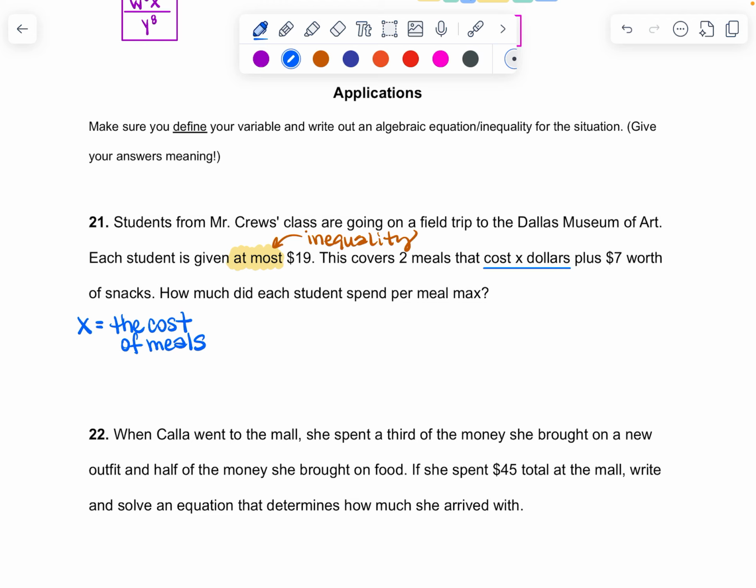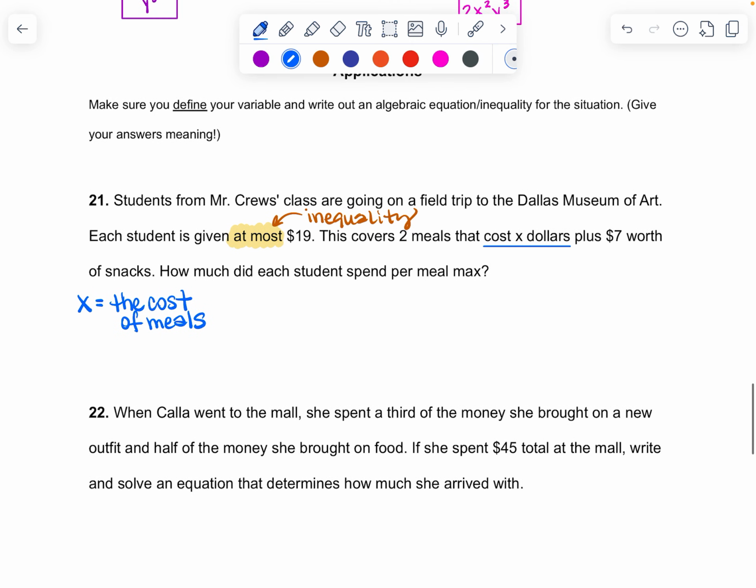Now, I'm well aware that these are some pretty small numbers, and some of you guys can just logically figure out this answer in your head, but you have to write the algebra inequality and solve it, right? Even if you can do it in your head, you have to be able to interpret that into an algebraic situation on the paper, okay? So here we go. 2 meals cost X dollars each. Okay, so that means we have 2X, right? 2 meals that cost X dollars plus $7 worth of snacks.